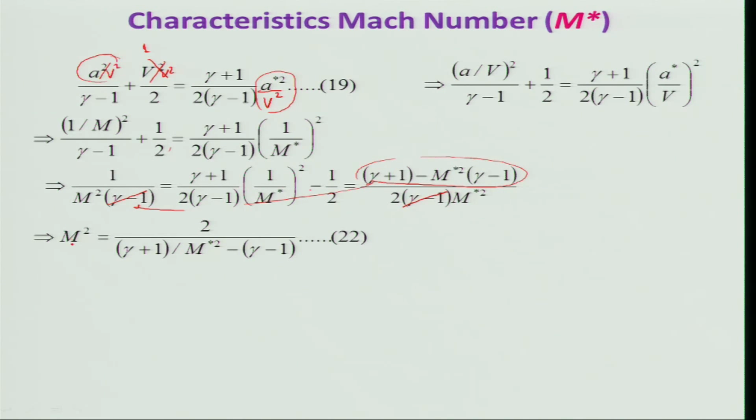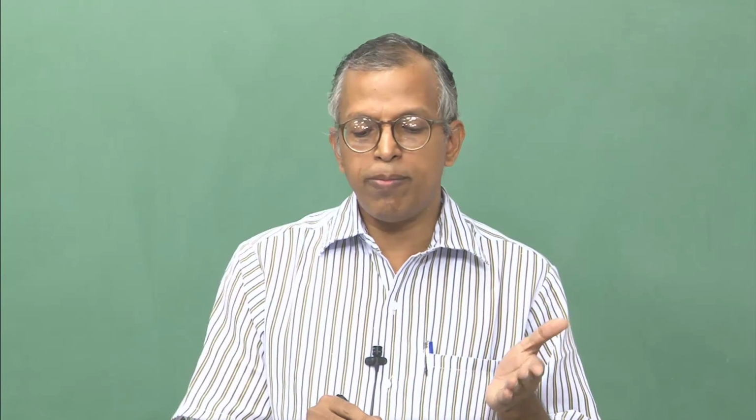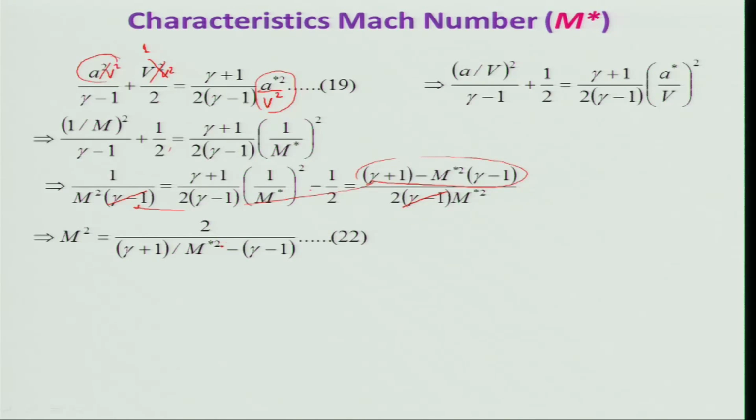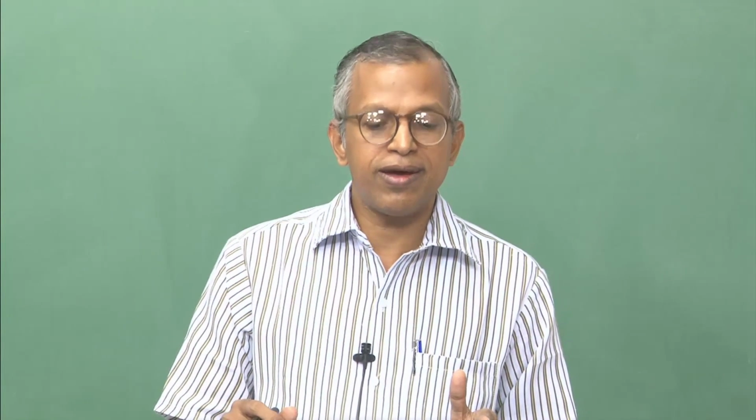That means, what is it saying? That the local Mach number can be related to the characteristic Mach number. Of course, you can say that the local Mach number is a function of the characteristic Mach number and gamma, right. That is what it is saying: M is a function of gamma and M star. This expression says that to me, is it not? Am I right?